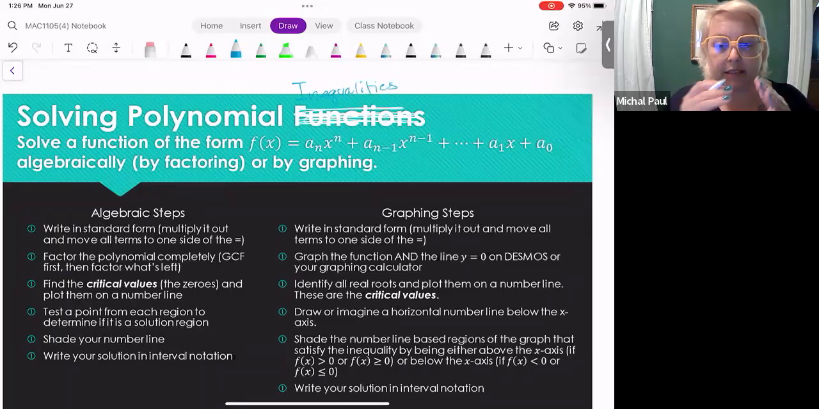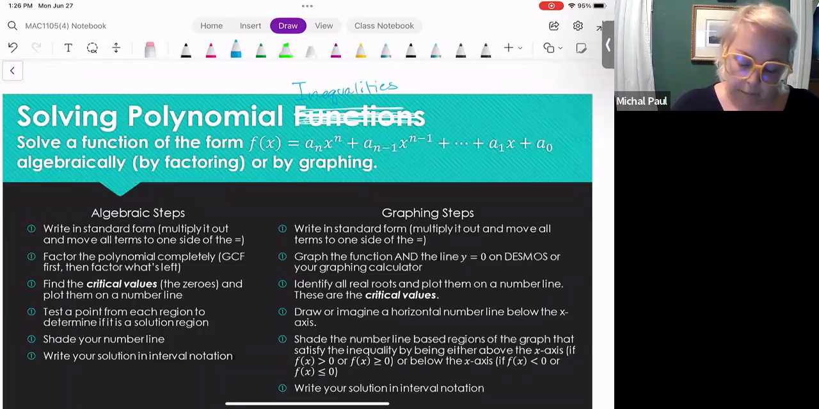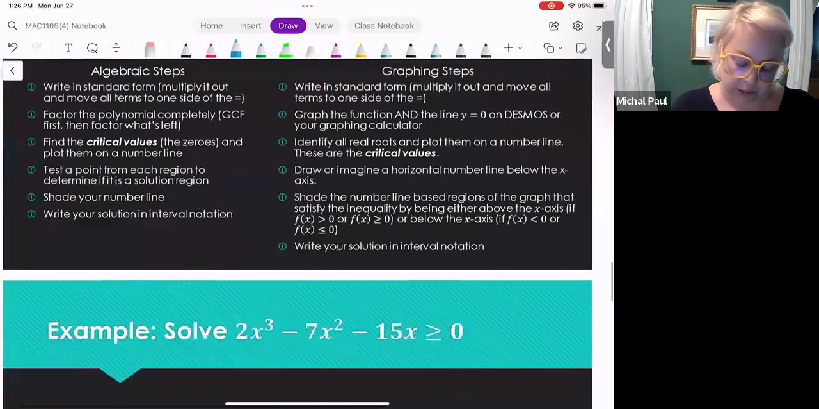Once we know what our zeros are, those are our solutions, but we also need to go through and see if it's an inequality, whether those endpoints are actually included in our answers or not. So I'm going to show you exactly what this looks like, and we'll also show it by graphing. But I want to start with an example so I can walk you through it.